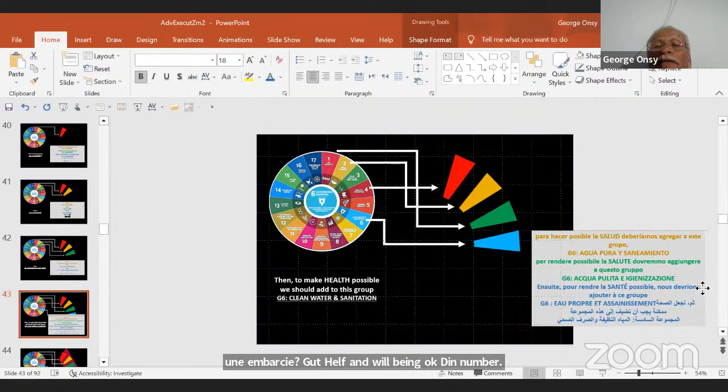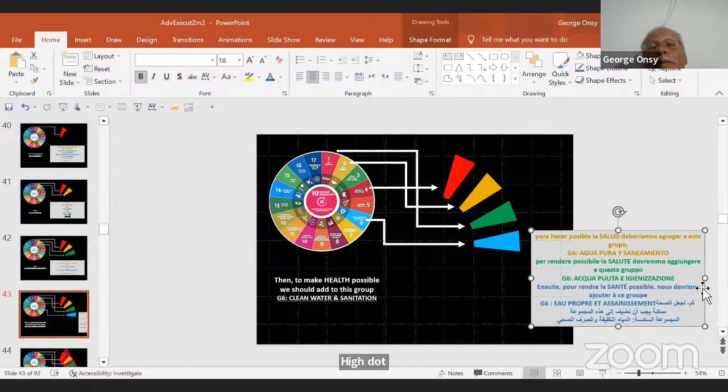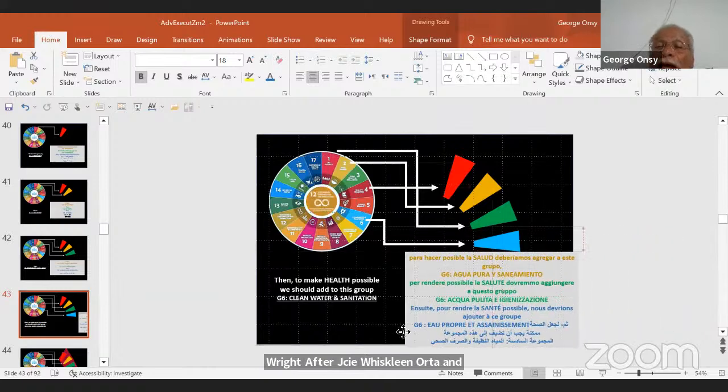I don't use number 4 here because, as I said, there is a problem of grouping and classification in those 17 goals. Okay, so we have to rearrange. So I put G6 next to number 3, G6, clean water and sanitation. Why? Because to make health possible, which is number 4, we should add to this group right after G3, which is clean water and sanitation. Otherwise, there will be no health at all.